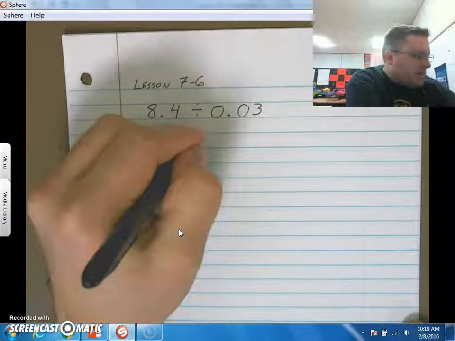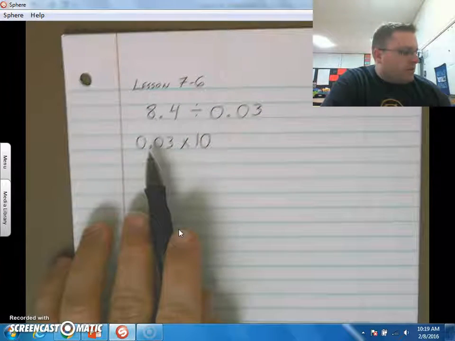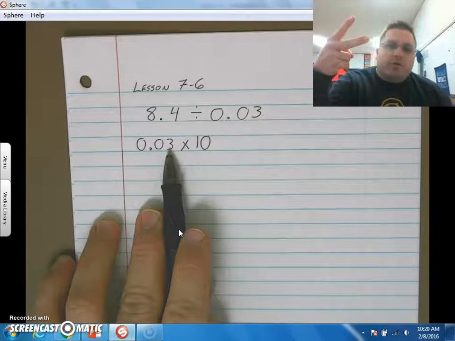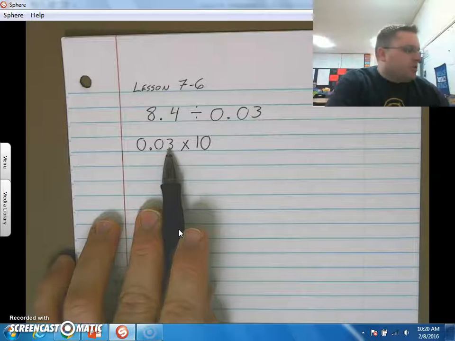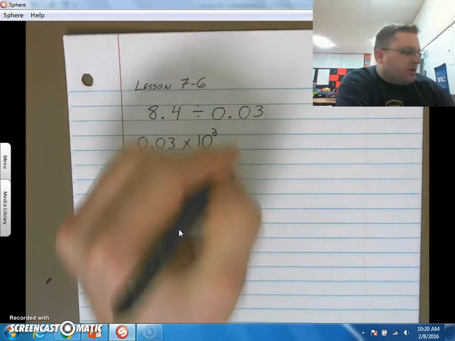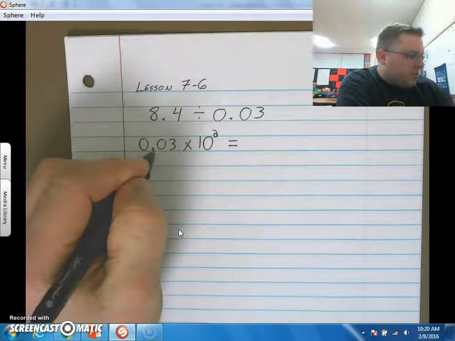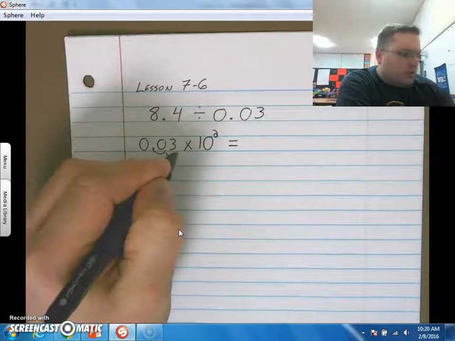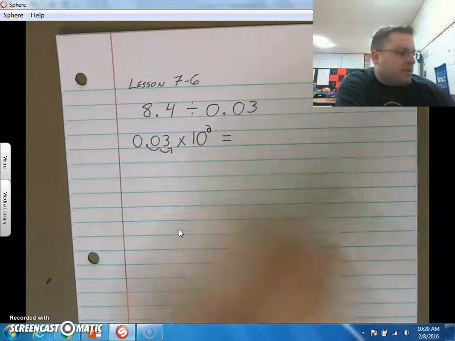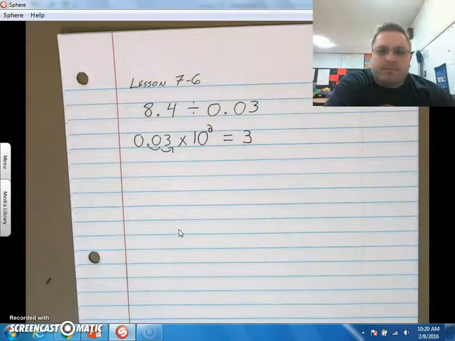I'm going to multiply it by 10, but I have to think of what power of 10. Once again, decimal, tenths, hundredths. There are 2 place values after my decimal. So I need to go 10 to the second power. By doing that, my decimal will jump 1, 2 place values, and 0.03 times 10 to the second power gives me the whole number 3.